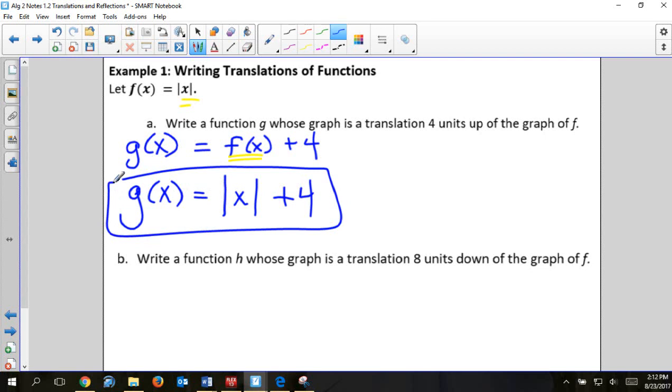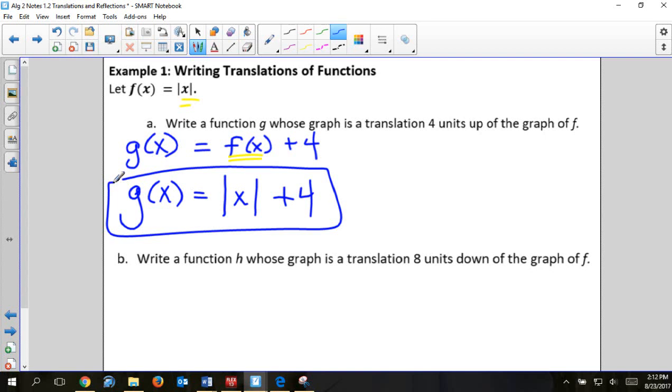So we started with absolute value of x, and then we just moved it up 4. The plus 4 goes on the outside. And I'm going through this long process of substituting, just so you've had exposure to it, and then it might get more complicated later. You might need to look at this later.